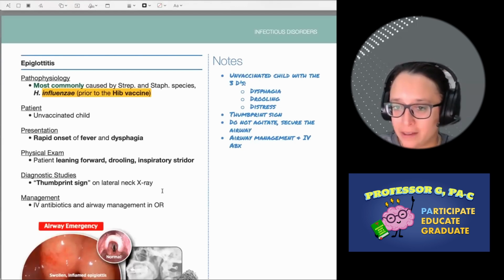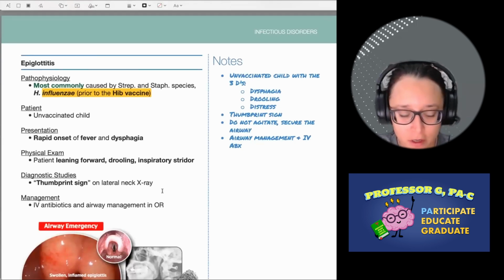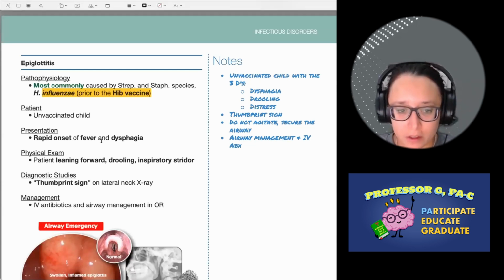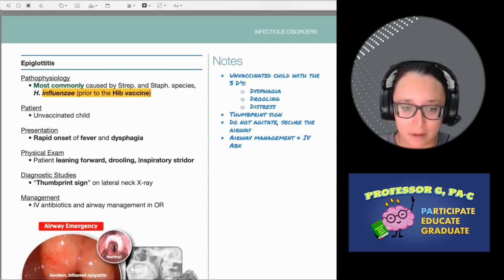Epiglottitis, 3 Ds: dysphagia, drooling, distress. You'll see that in the vignette. Usually they'll mention that the patient, if it's a kid, is unvaccinated. Okay, and it's usually rapid onset. The kid looks toxic. They have fever. They're leaning forward in certain positions. They're drooling. They might have some stridor, but it won't mention a barking cough. It might mention muffled voice, or like a hot potato voice.